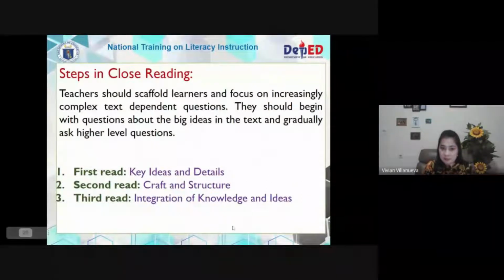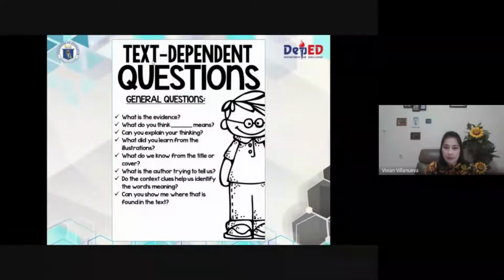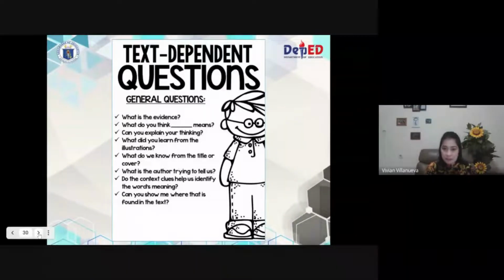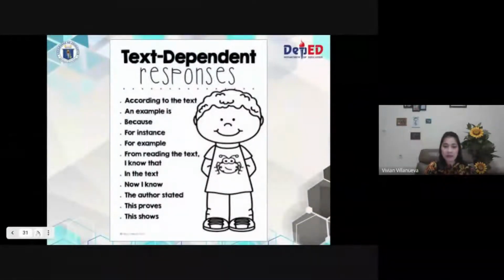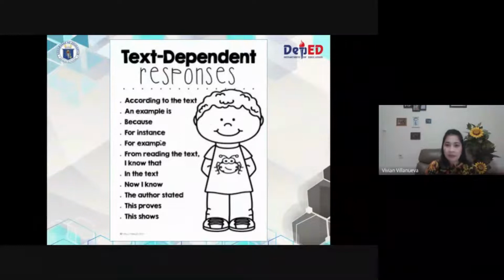Here are the steps in close reading. As we can see, we don't only read it once or twice, we read it as much as possible, three times, because we have different purposes in reading the text. And another strategy is text-dependent questions. You give them questions while you are reading, and after reading, you ask them about the evidences. And here are the responses.